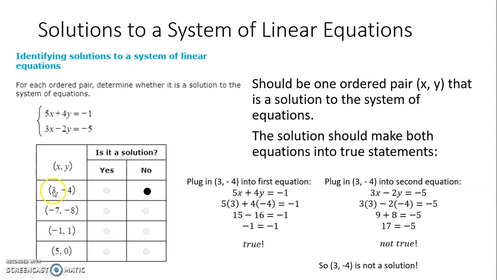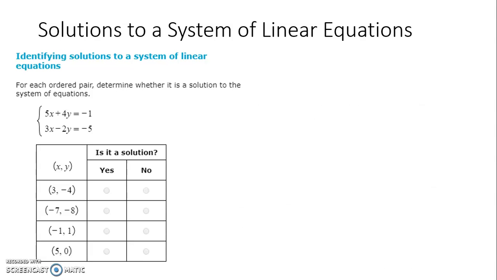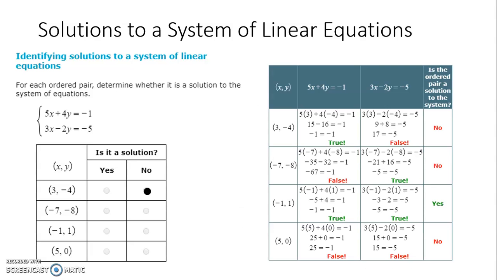So no, 3, 4 is not a solution. In other words, that is not where those two lines cross on a graph. Okay, now I'll speed this up. I'll just show you all of the solutions.